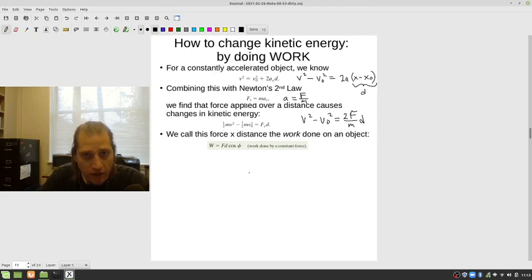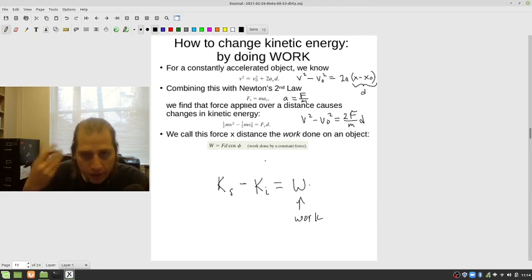Okay. Now let's just go ahead and multiply both sides by m, divide both sides by 2, and you get this out. You get that the kinetic energy final minus the kinetic energy initial equals the force that you applied times the distance over which that was applied. And we call that the work.